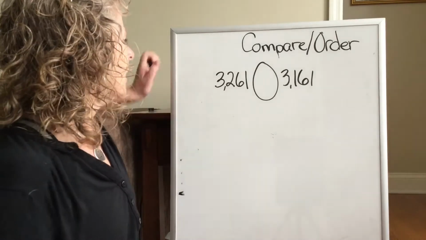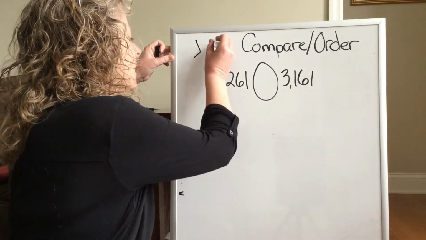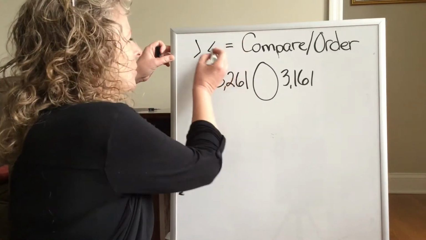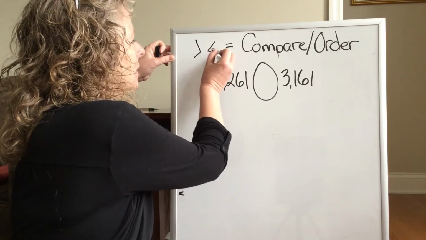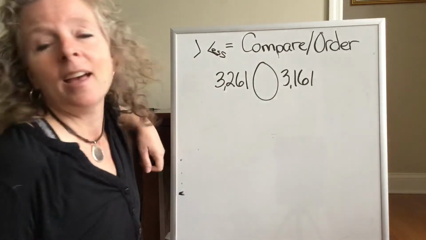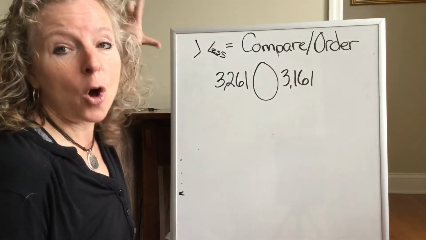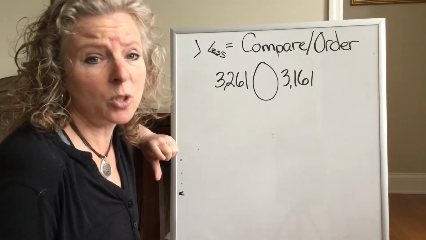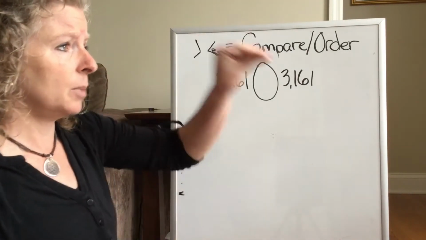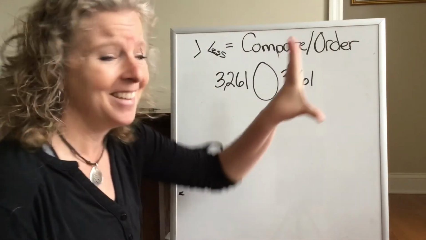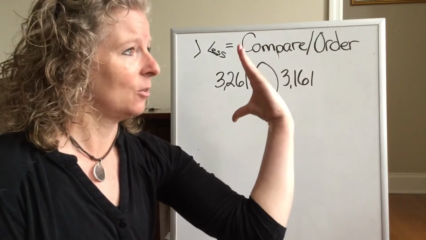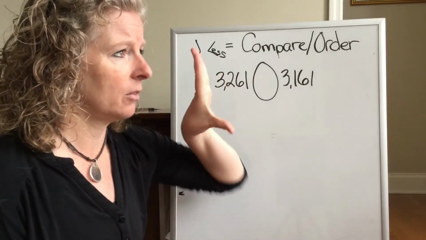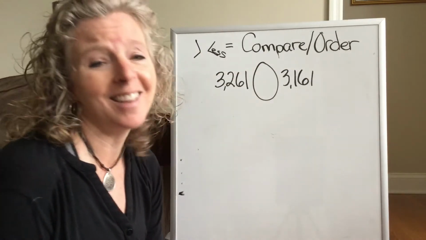You've got to decide if you're going to put a greater than, less than, or equal to. Remember that L for less. And I always say the big mouth opens up towards the big number. So whichever one's bigger is going to be chomped on by that mouth. Okay, so the big mouth faces the bigger number. So whichever number is bigger will get eaten up.